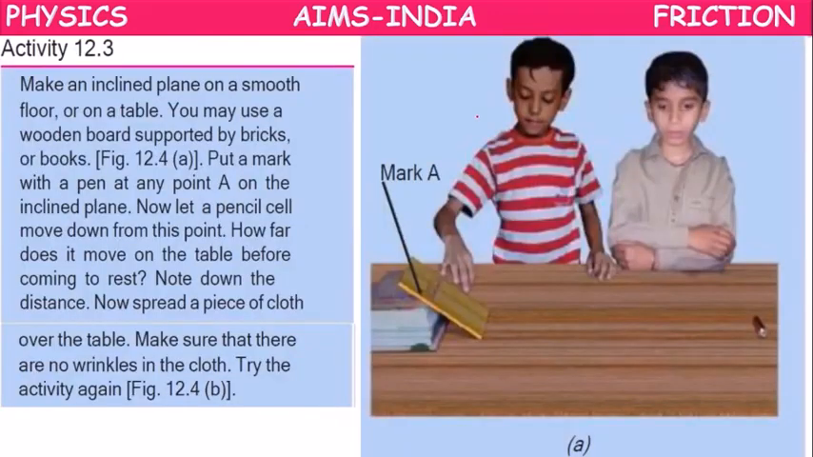Next, another activity. Make an inclined plane, which is not horizontal and not vertical, but lying at some angle with the ground. It is called an inclined plane. This is an inclined plane because with the vertical it is making some angle, and with the horizontal it is making some angle.